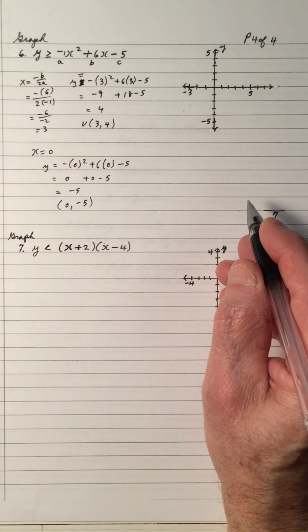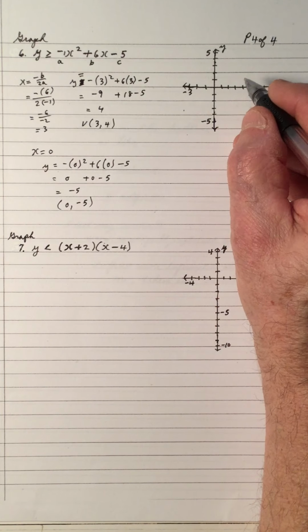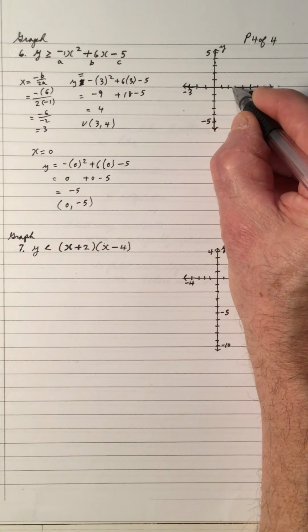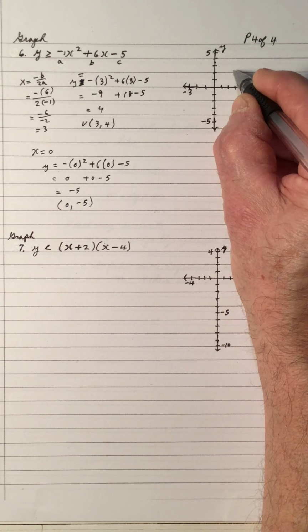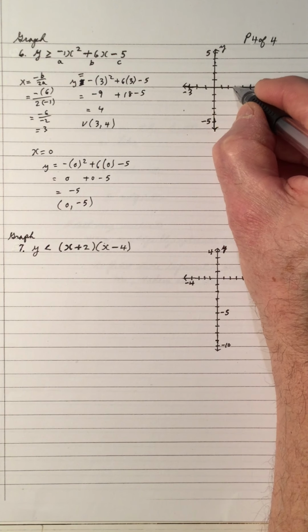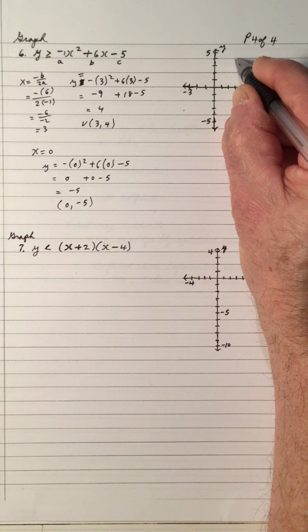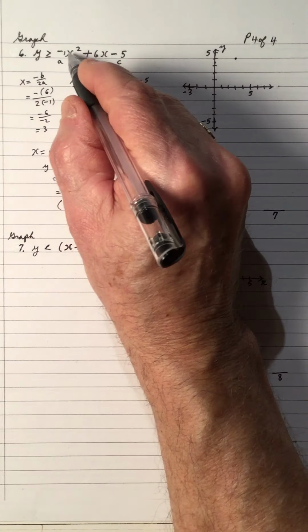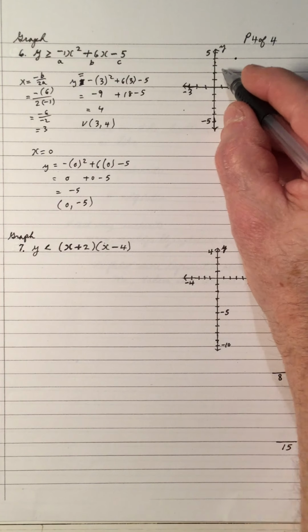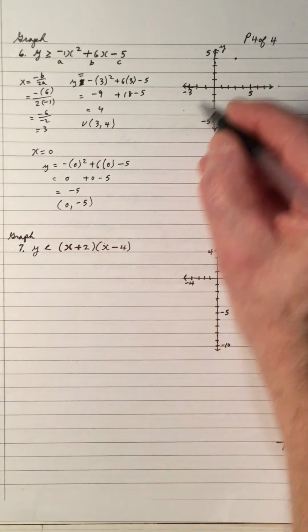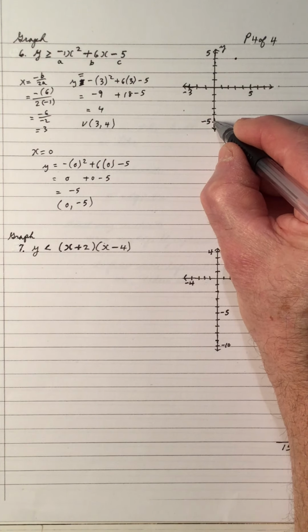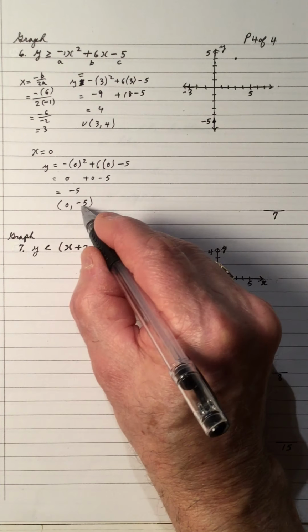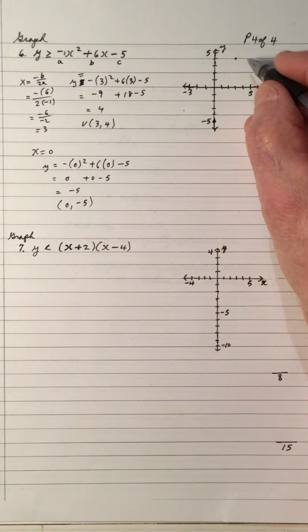Now, we have the vertex, which is 3, 4. So 1, 2, 3, 4. So 3 is here, 4 is here, so there's the vertex. And because the coefficient is negative, we know it's opening down. And the y-intercept is x is 0, y is negative 5, which is right there. x 0, negative 5 is the y-intercept.